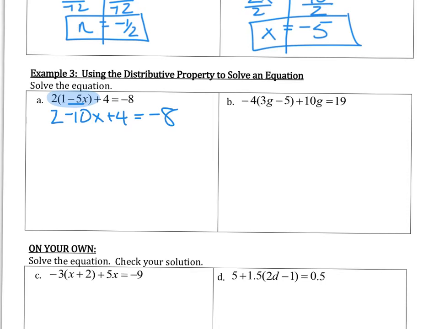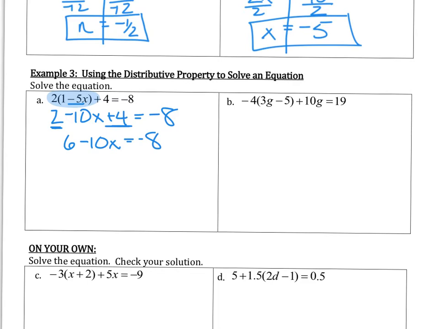Okay, from here now, if we think back to what we just did in example 2, I see that I have a 2 and then I have plus 4, so I want to make sure I take care of those like terms first. So I have 6 minus 10x equals negative 8, and now I'm back to the two-step equation.